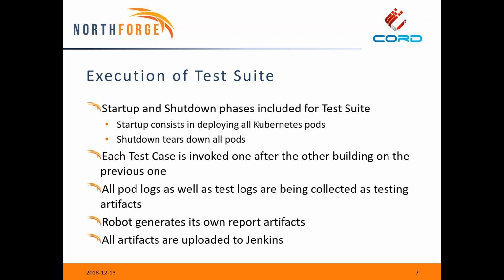So the execution of a test suite. Like I said, there's a startup and shutdown phase included for the test suite. I keep repeating, but it deploys all the Kubernetes pods, and at the end it tears them all down. Each test case is invoked one after the other, building on the previous one. All pod logs as well as test logs are being collected as testing artifacts, and Robot will generate its own artifacts, and again all of them are going to go to the Jenkins service at the end.